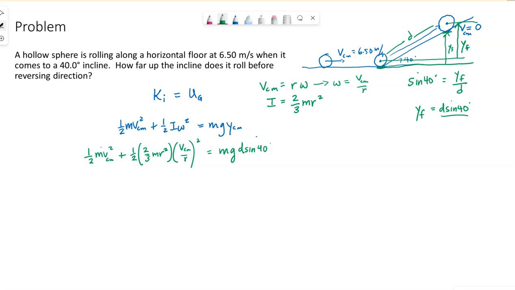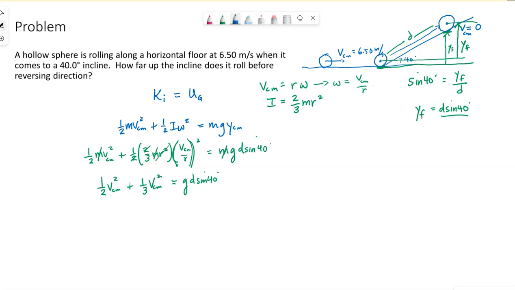When we do this, the mass is in every term, so the mass cancels, which is nice. The mass doesn't matter. So we have 1/2 v center of mass squared. Here the 2's cancel, so I have 1/3. But the r's here, I have r squared in the I, and this substitution for omega has to be squared, so the r squareds are going to cancel. I end up with just 1/3 v center of mass squared equal to g d sine 40. So the mass doesn't matter, the radius doesn't matter. As long as the object is rolling without slipping here, the mass and the radius both cancel when we write the energy in terms of the speed of the center of mass, so meters per second.